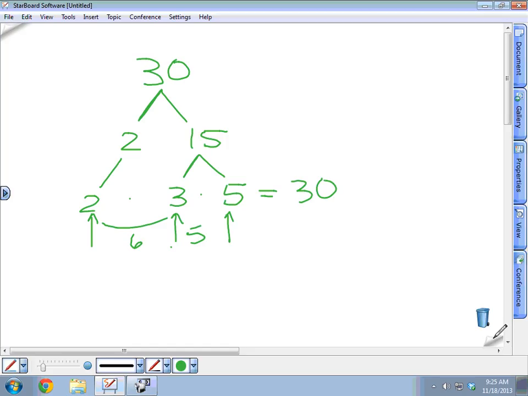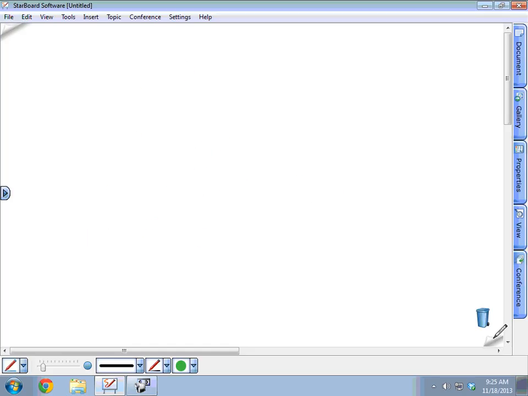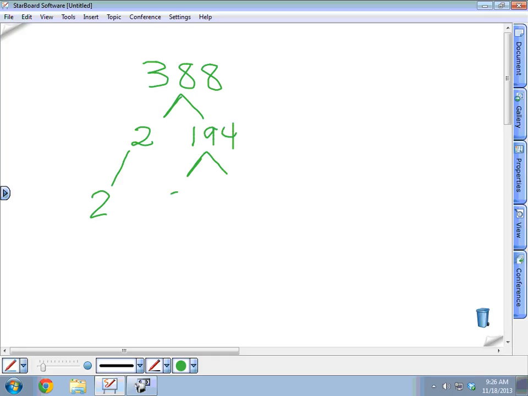Now, if you have a larger number, let me take another number like 388. That's another one on here, another one of the odds. Okay, what's this divisible by? First of all, it's divisible by 2, right? 2 times 194. Okay, and you bring the 2 down. 194 is also divisible by 2, right? So you get 2 times 97.